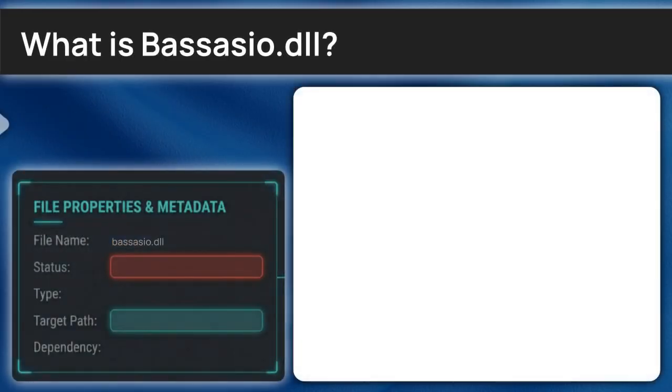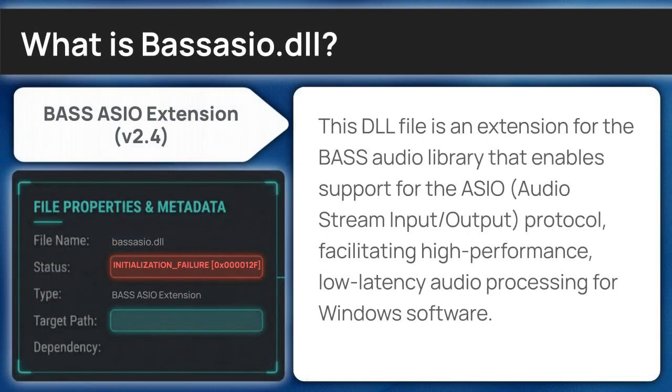This DLL file is an extension for the BASS audio library that enables support for the ASIO, Audio Stream Input-Output Protocol, facilitating high-performance, low-latency audio processing for Windows software. Enough of the technical side. Let's get these files back onto your system.